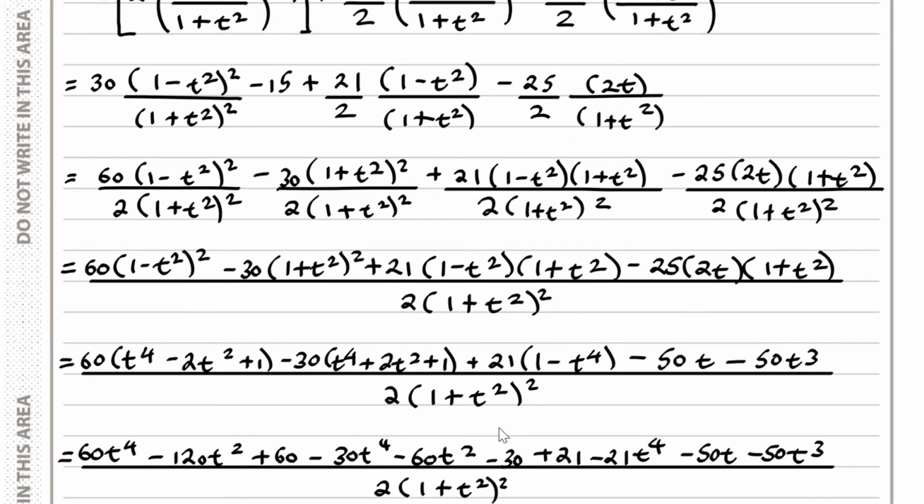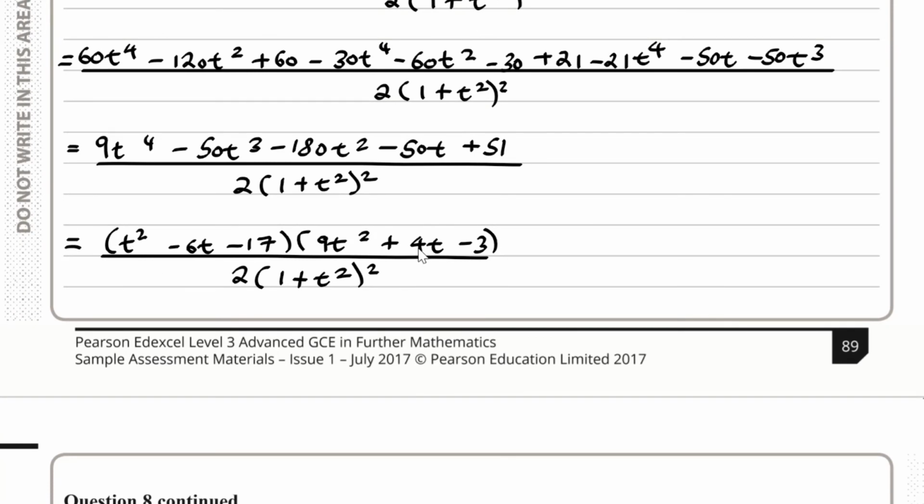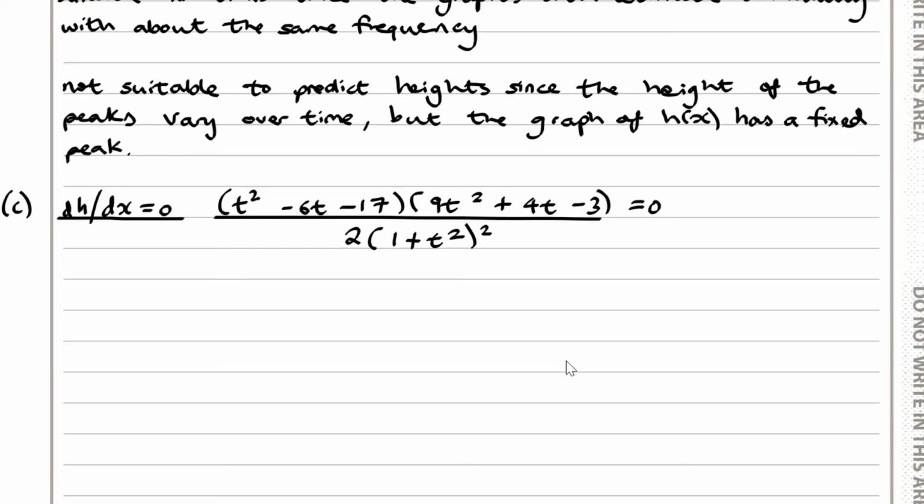Alright, so let's quickly do that. So what we need to do is copy this and set it equal to 0. So we've got this equation over here, which was dh/dx, and we set that equal to 0. And if we do that, obviously we'll end up with (t² − 6t − 17)(9t² + 4t − 3) = 0.